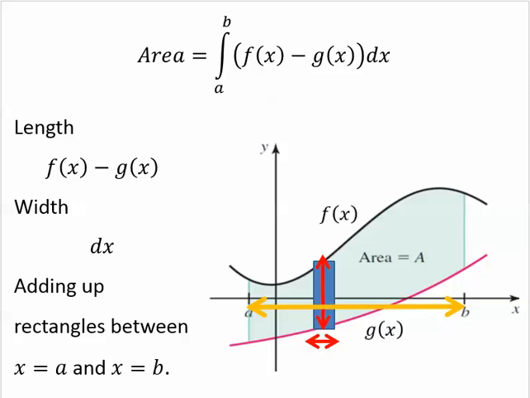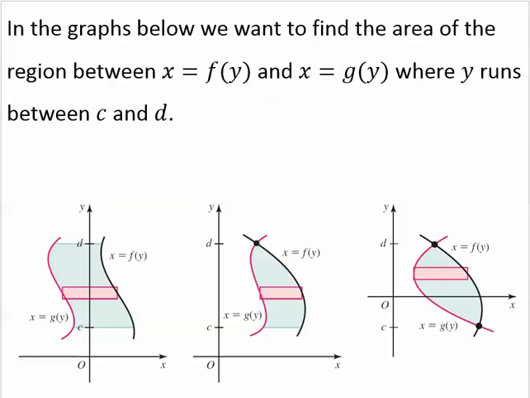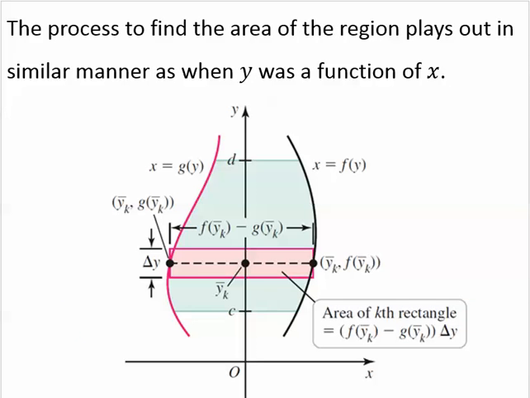Now here in Part 2, we're going to reverse the roles of x and y. We're going to have x written as a function of y. So given a y value, what is x? In the graphs below, we want to find the area of the regions between x equals f of y and x equals g of y, where y runs between c and d. The process to find the area of the region plays out in a similar manner as when we had y as a function of x.